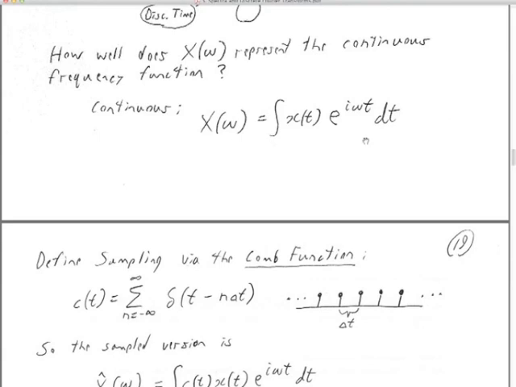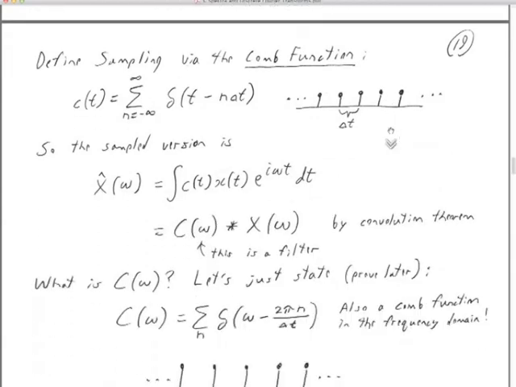Okay, so here's the continuous Fourier transform of the continuous function x of t. We get x of omega, so we integrate over all time x of t times this Fourier exponential e to the i omega t, and we're integrating over dt.